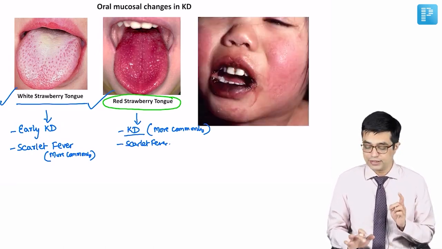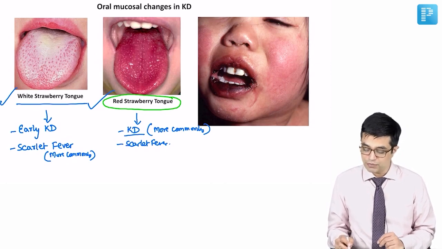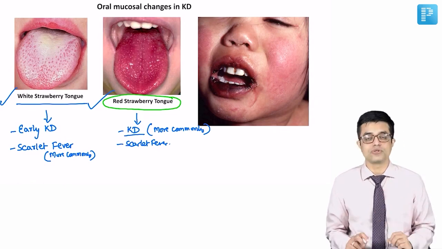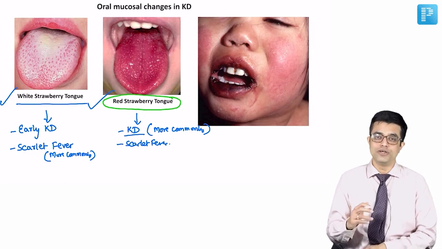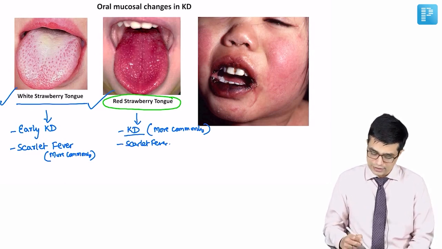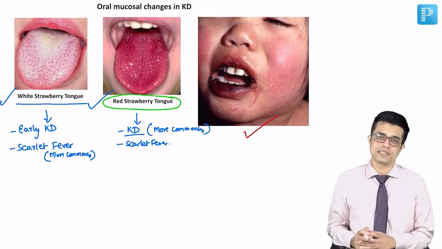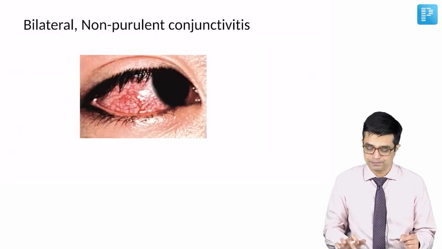And not only this, the oral mucosal changes, like as you can see, there are swollen lips, there is bleeding occurring from the lips, there are cracking fissures in the lips. That is also considered to be a feature of Kawasaki disease. So strawberry tongue need not be present. Even if this is present, then also we will call it oral manifestation of Kawasaki disease. So edema, fissures, bleeding from lips and buccal mucosa.